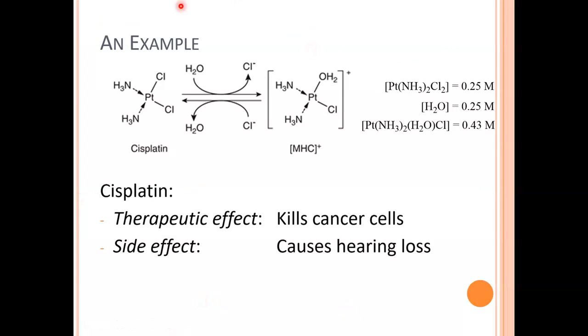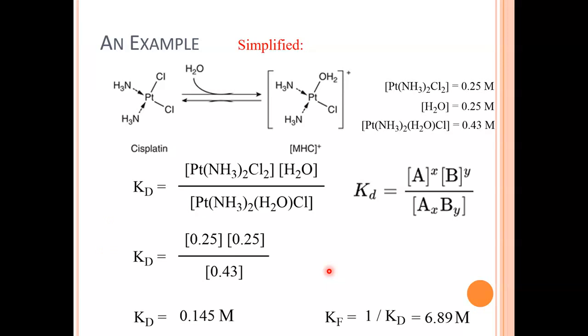So back here, we're still talking about our cisplatin. Just as an aside, we've now given some concentrations. We have a concentration for this one here, we have a concentration for H2O here, and we have a concentration for the H2O complex here. We're ignoring this one, and this one. Before we go into that though, therapeutic effect of cisplatin, it kills cancer cells. Side effect, it causes hearing loss. So just to go back to the really initial ideas, we can talk about those here as well.